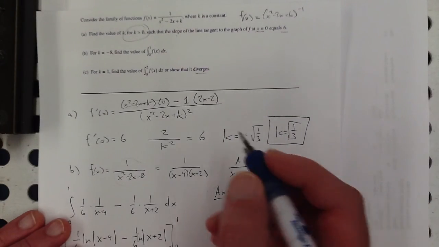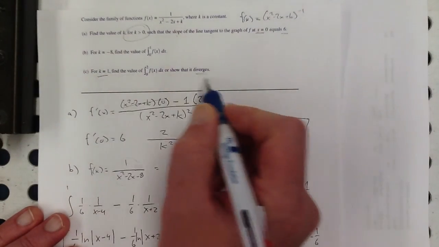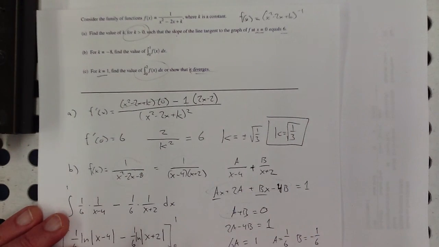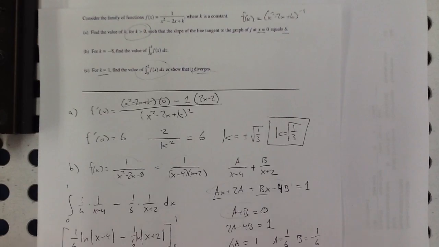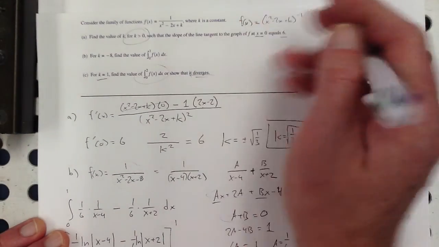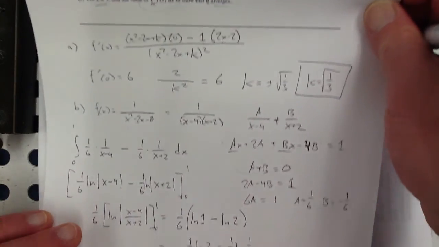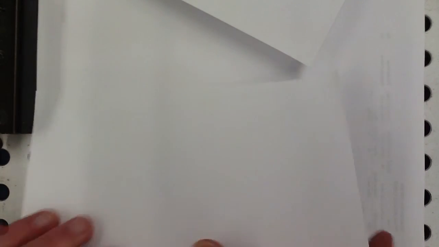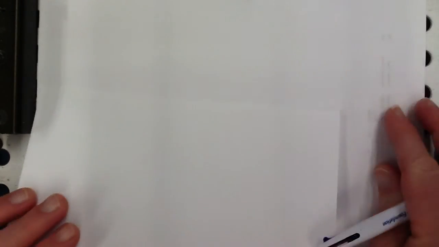And part C, for k equals 1, find that or show that it diverges. Okay, so let's see if we can do that. Just going to move on to a new piece of paper, and I'm going to rewrite the problem.